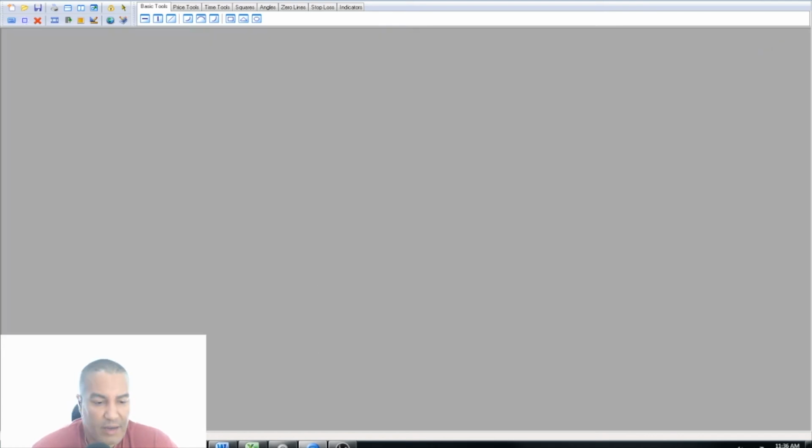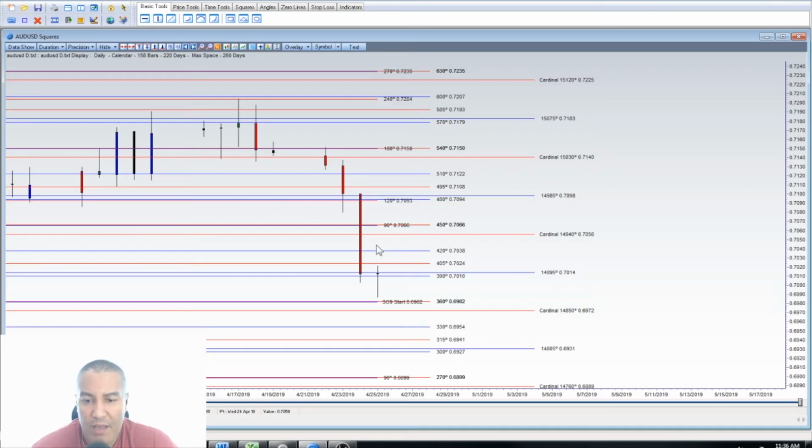Let's look at this, my square of 9. So far it didn't hit the 69.82, which is that 360 degree. So far it's chopping around. I don't know what the price action is right now. But these are the levels you want to watch: 70.10, 70.14, and 70.24 right here. So 390, 14.895 degree, and that 405 degree.